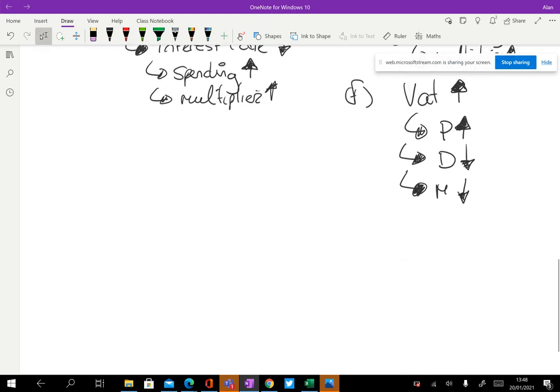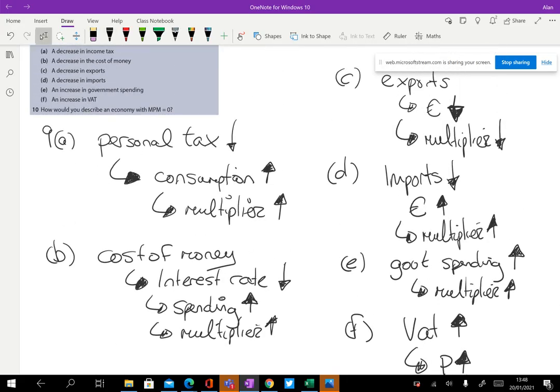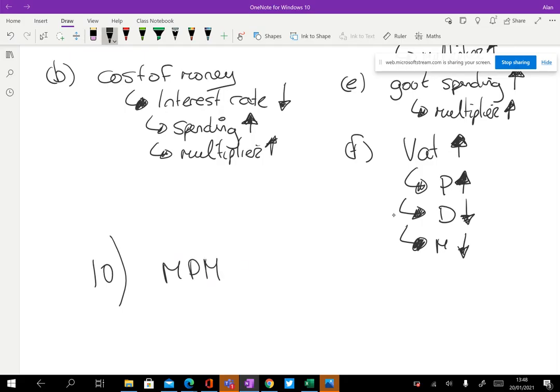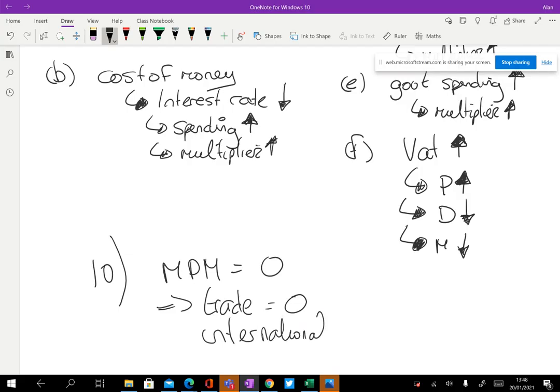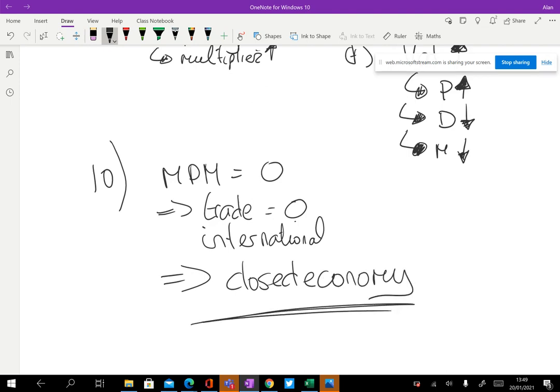The battery's about to go out now, but let's do part 10 really quickly here. I think I've done question 11 already. How would you describe an economy with an MPM of 0? If the MPM is equal to 0, it essentially means international trade is 0. International trade does not exist, which means therefore what type of economy are you? You're a closed economy, which is rare.